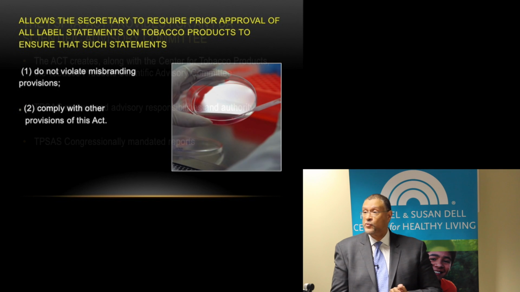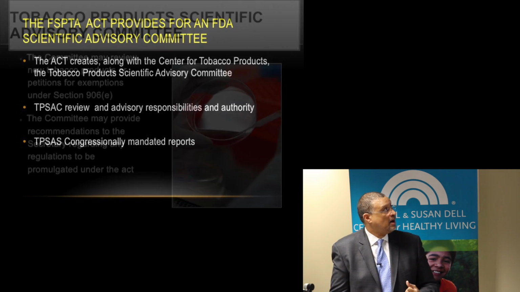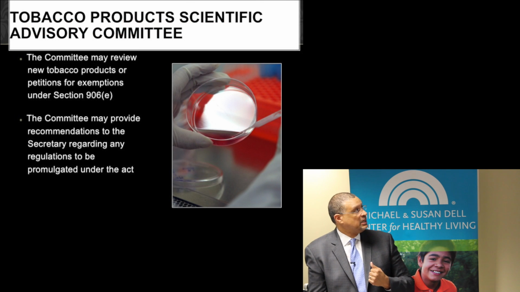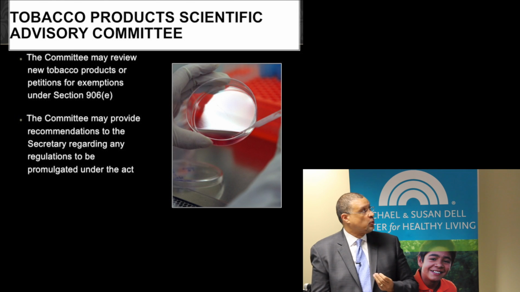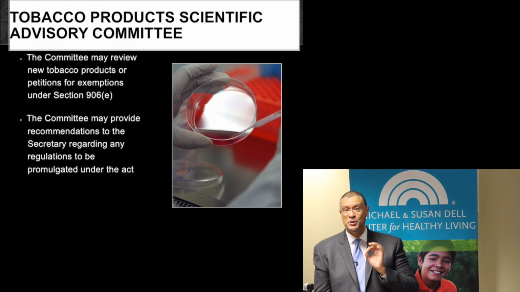The Center for Tobacco Products was created in the FDA as part of the law, and the Tobacco Products Scientific Advisory Committee that I sat on was also created in that process. The committee that I sat on is allowed to review any new tobacco product for purposes of extending claims, making claims, and the committee can also provide recommendations directly to the Secretary.